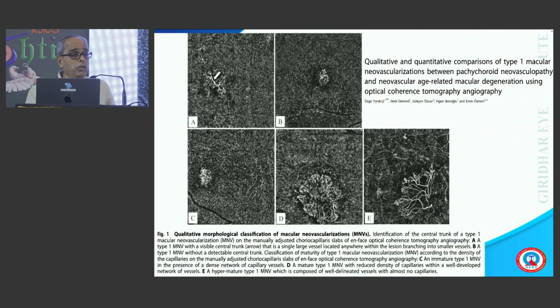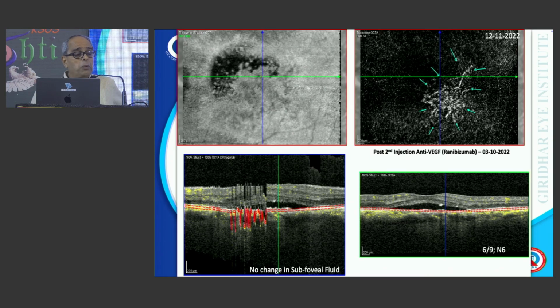So basically, when you are using OCTA, I think you should understand what are the various types of OCTA pictures. And I would like all of you to read this particular article, a very good article to educate you about OCTA. You should know what is this type of OCTA, where you have the central trunk, and what you have in this particular picture, where you have a very hypermature neovascular membrane, which is not going to be very active. So this particular patient was initially treated with ranibizumab. Unfortunately, ranibizumab is not a good responder for these sort of cases.